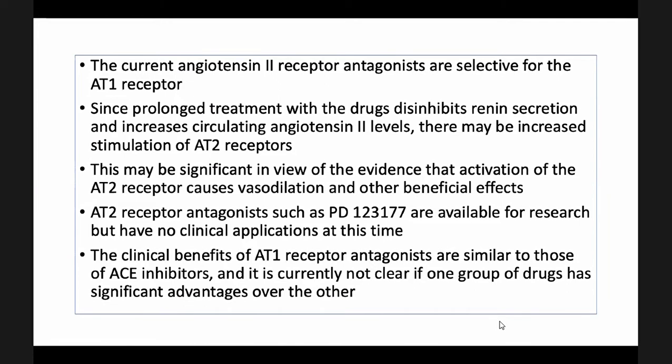So there may be an increase in the stimulation of your AT2 receptors. This may be significant in view of the evidence that the activation of your AT2 receptor causes vasodilatation and other beneficial effects. Your AT2 receptor antagonists, such as PD-123177, are available for research, but they have no clinical applications at the moment. The clinical benefits of your AT1 receptor antagonists are similar to those of your ACE inhibitors. It's currently not clear if one group of drugs has significant advantage over the other.